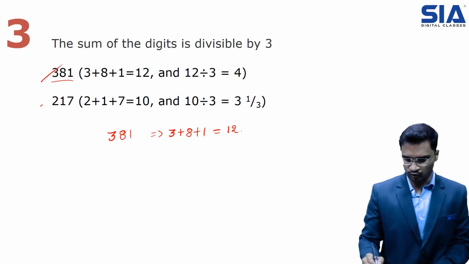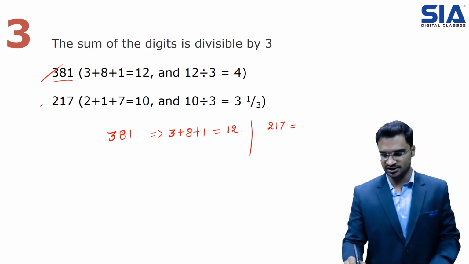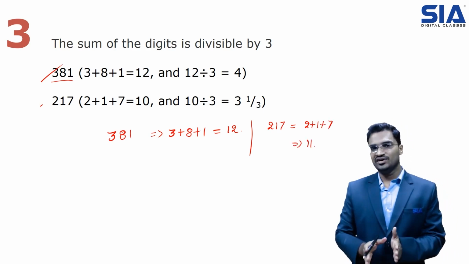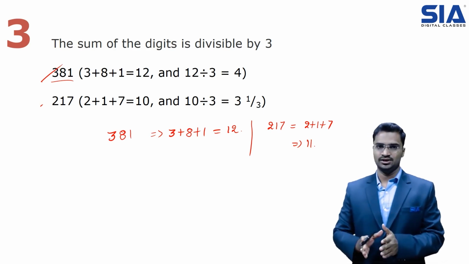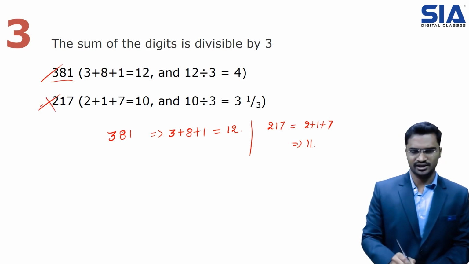In the same way, 217. Let us add these digits. 2 plus 1 plus 7 gives me a value of 11. But the number 11 is not divisible by 3. So 217 is not divisible by 3.